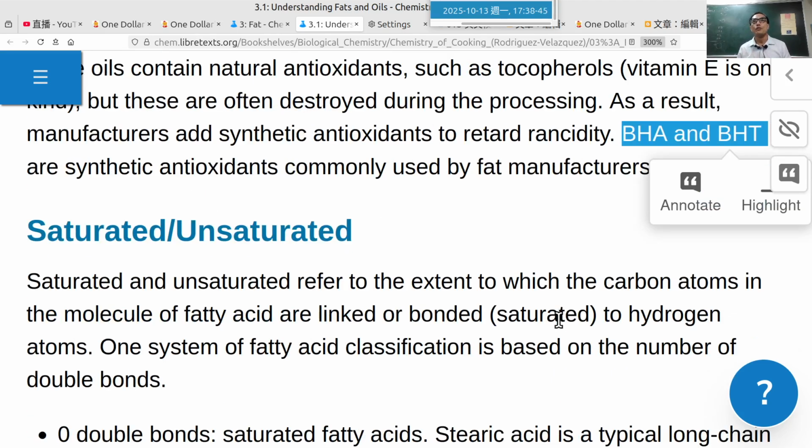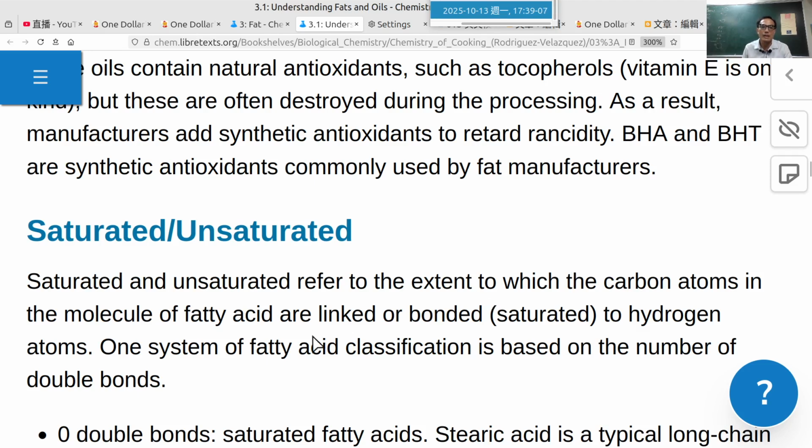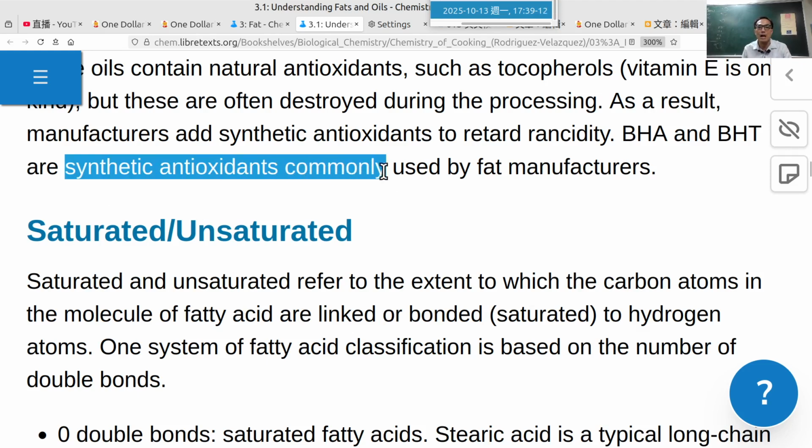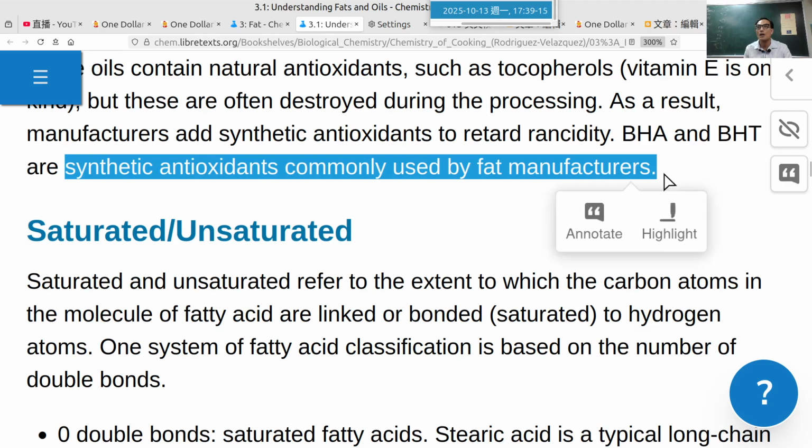Generally, you buy food, even the big tank oil or small amount of oil, it's not easy to see the additive BHA or BHT. Well, I don't know why, because I think maybe Taiwanese consumers emphasize less additives in the oil. Okay. The synthetic antioxidant commonly used by fat manufacturers, and maybe you can check next time if you have more chance to.